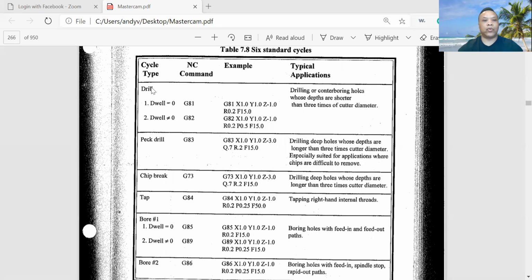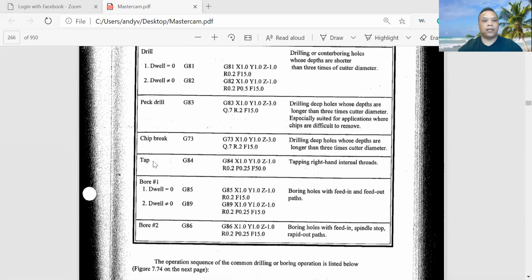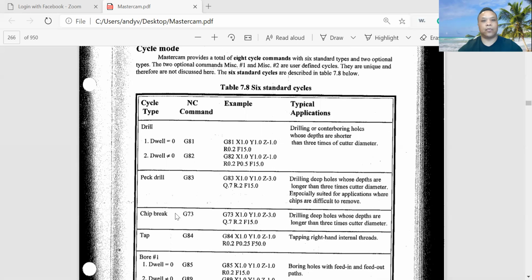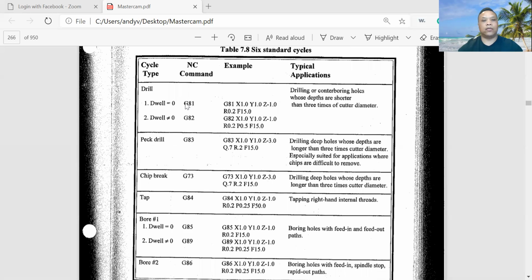They have a cycle type: drill, peck drill, chip break, tap, bore 1 and bore 2. And then they have the G code, G81, G82 and so on. For example, drill is the typical application for drilling or counterboring holes whose depth is shorter than 3 times the cutter diameter. Peck drill is for drilling deep holes whose depth is longer than 3 times the cutter diameter, especially suited for applications where chips are difficult to remove.